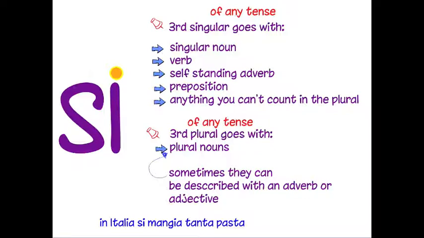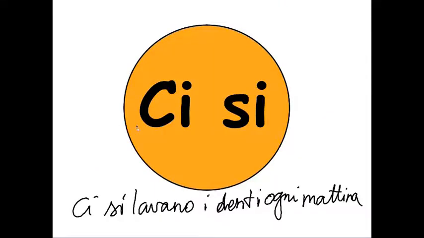The only thing I wanted to add was that if you have a reflexive verb, you are stuck with si, which sounds awful. So now you're going to end up with ci si. Okay? So ci si lavano i denti ogni mattina. Lavare goes with denti, so it's plural in this example. And ci si lavano i denti ogni mattina.